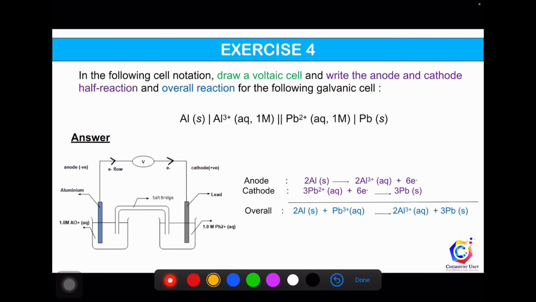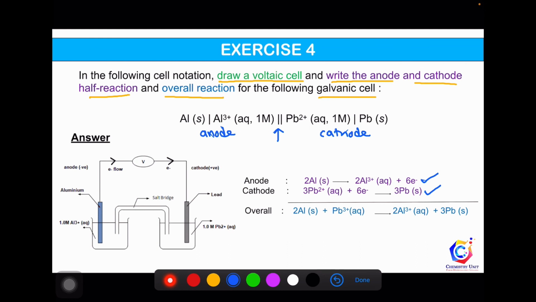In the following cell notation, you are required to draw a voltaic cell, write the anode and cathode half reaction and the overall reaction for the following galvanic cell. So here the cell notation is given. So again I am reminding you that a cell notation has the anode half end as well as the cathode separated by a salt bridge. So from there we should be able to write the anode half equation as well as the cathode half equation.